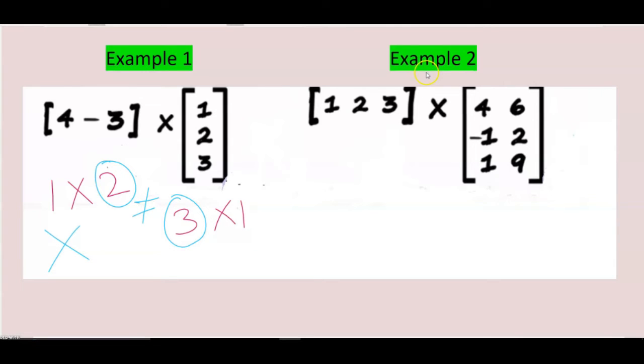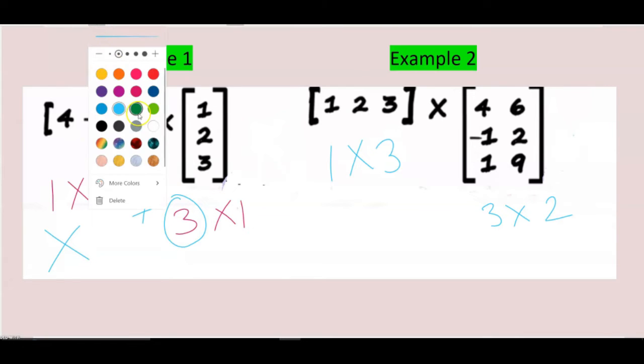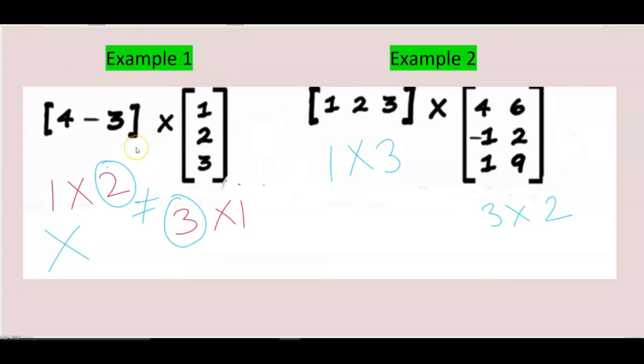Let's solve one more example. Check the compatibility here. Just find out the order. The order of the first matrix is 1 by 3 and the order of the second matrix is 3 by 2. The number of columns of the first matrix, that is 3, is equal to the number of rows of the second matrix. So these are compatible. We can multiply these matrices.